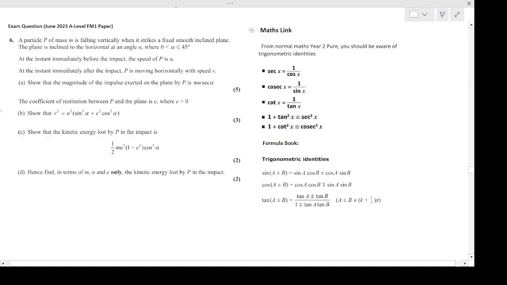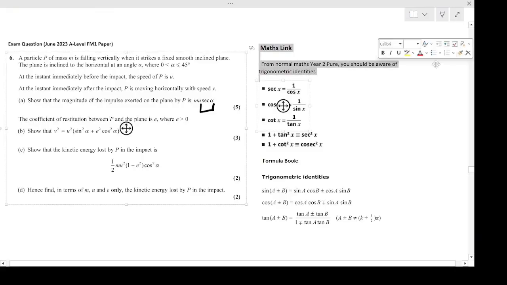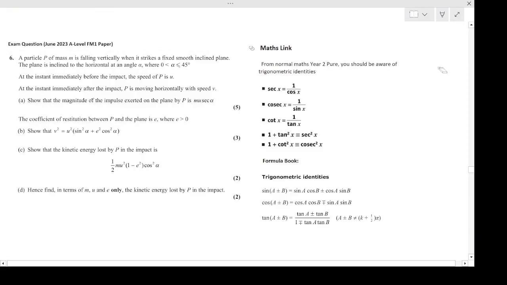So here we're told a particle P of mass m is falling vertically when it strikes a fixed smooth inclined plane, which is inclined at the angle alpha. Before the impact, the speed is u, then afterwards it moves horizontally with speed v. And we need to show the magnitude of the impulse is mu sec alpha. Now, if you're not aware, sec of an angle is 1 over cos. So sec alpha is going to be 1 over cos. Again, that's a reciprocal function which you'll see in year 2 normal maths if you haven't already. So it's referring to 1 over cos.